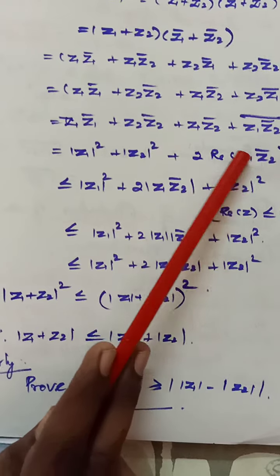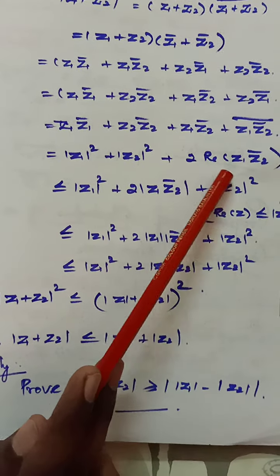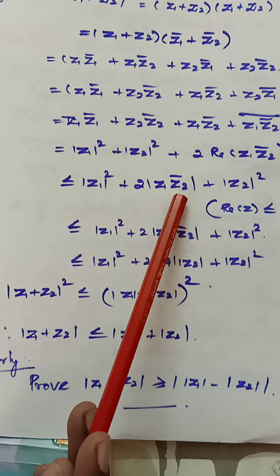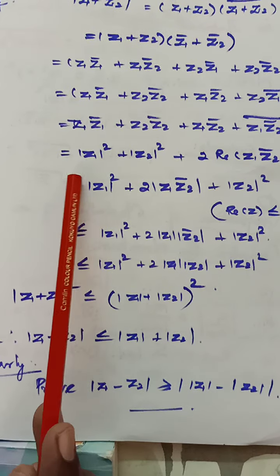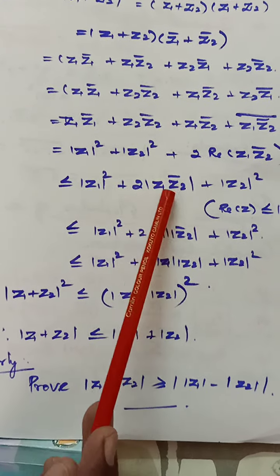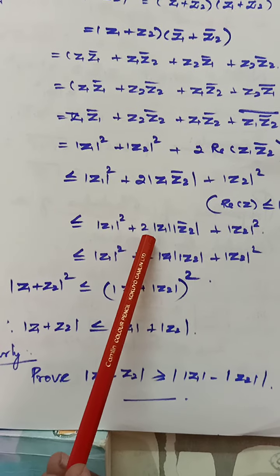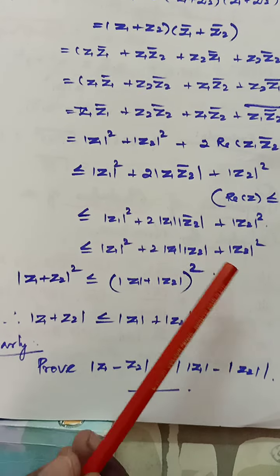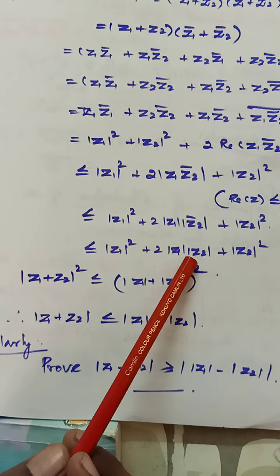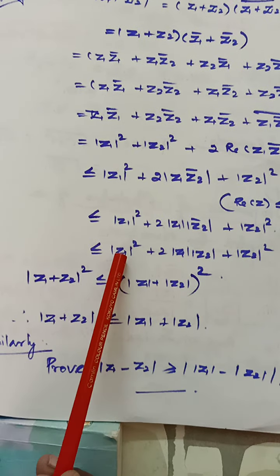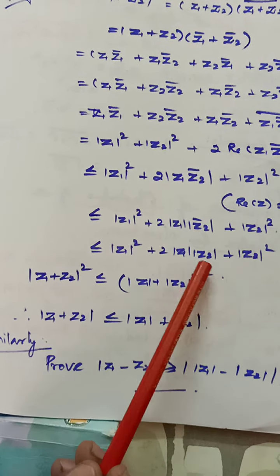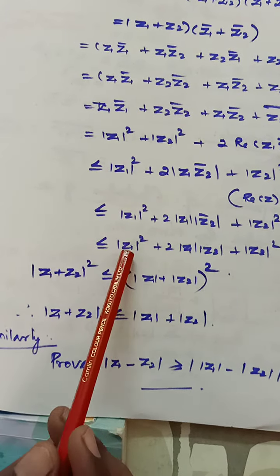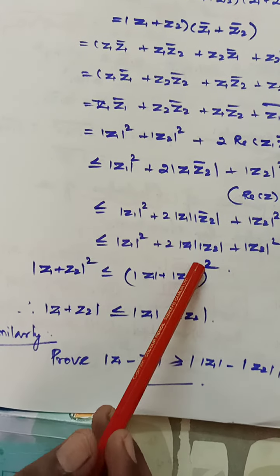Therefore, the real part of z is less than or equal to mod z. So in place of the real part of z1 z2 bar, we can write plus 2 into modulus of z1 z2 bar. Here you have less than or equal to, right? So this product can be written as individual products: plus 2 into mod z1 mod z2 bar plus mod z2 square. The modulus of z2 bar is nothing but modulus of z2. So it is less than or equal to mod z1 square plus 2 times mod z1 mod z2 plus mod z2 whole square. That is nothing but a square plus 2ab plus b square, so a plus b the whole square.